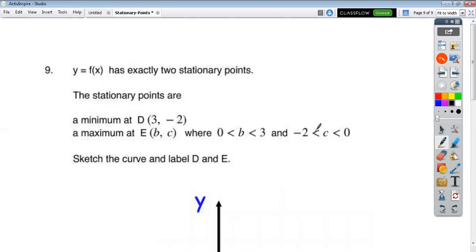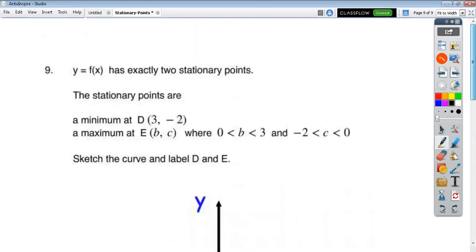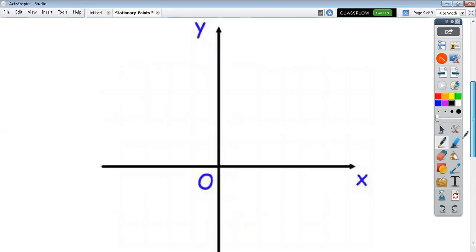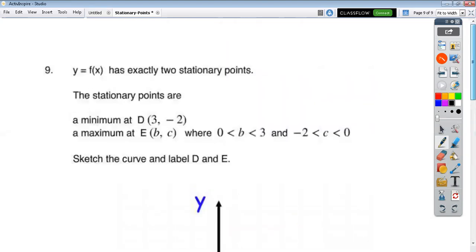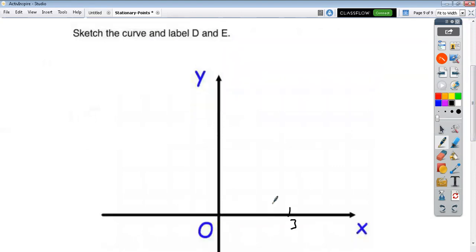Now, f of x has exactly 2 stationary points, a minimum and a maximum. A similar one for you to sketch. At B, C, where B is less than or equal to, this is just a sketch so it's not difficult. The minimum point is at D, and D is (3, negative 2). So I know that this is a minimum. Then the maximum is at (B, C), where B is between 0 and 3, so it can be somewhere here.